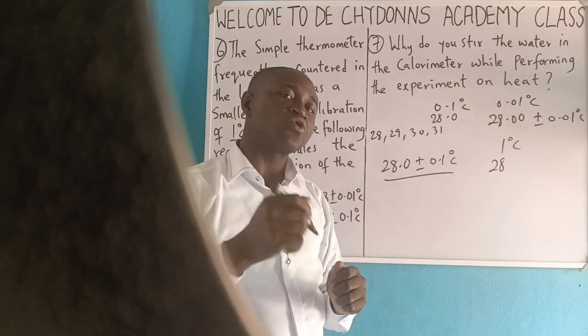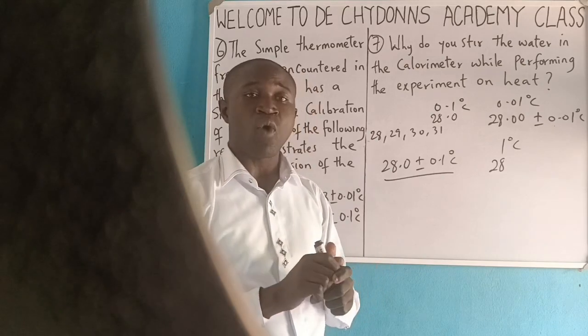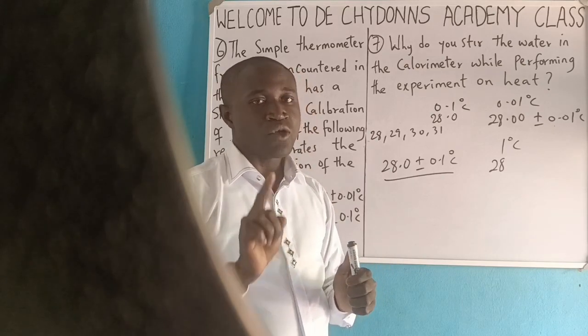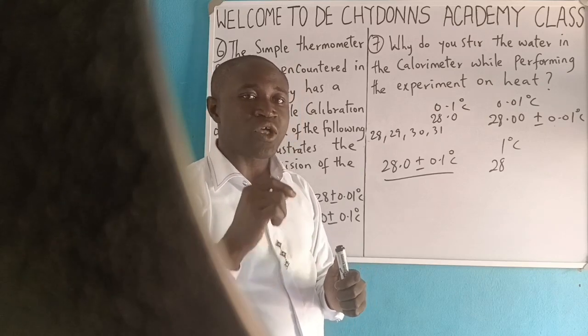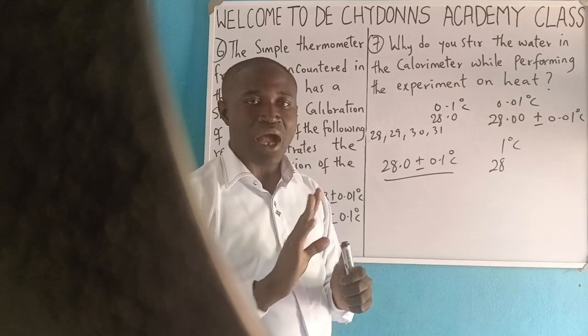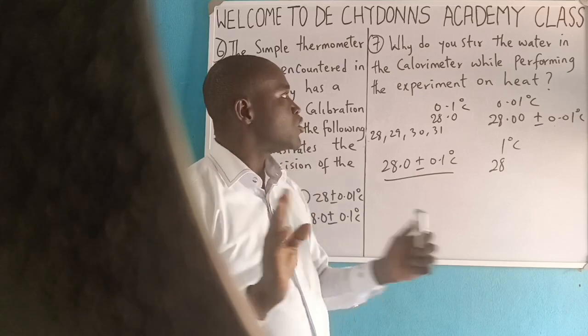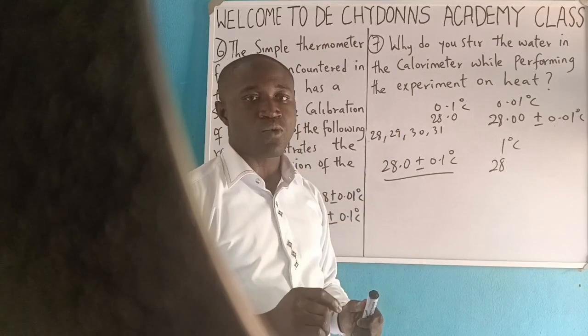This is so as to distribute the heat in water uniformly, so as to be able to get the resultant temperature of the water accurately. Okay? So that is number 7. We'll go to question number 8.